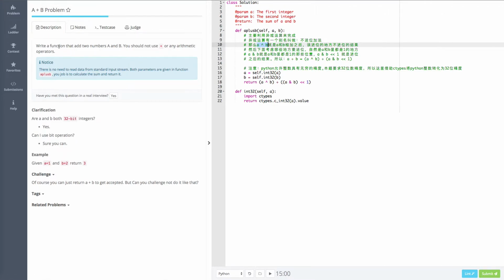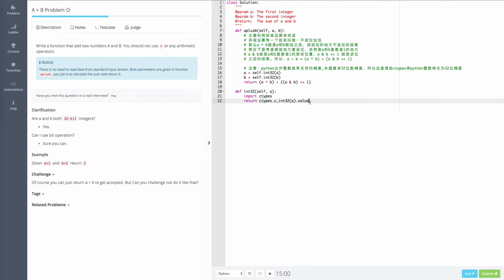We need to write a function that adds two numbers A and B, and we should not use plus or any arithmetic operators. So for example, we were given A equals 1 and B equals 2, and we need to return 3. Obviously, we cannot just return A plus B because we're not allowed to in this problem. So what we can do is use the bit operations.